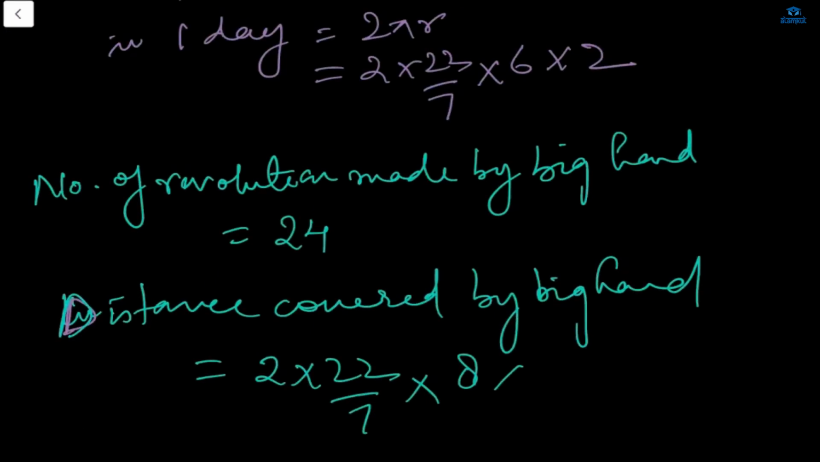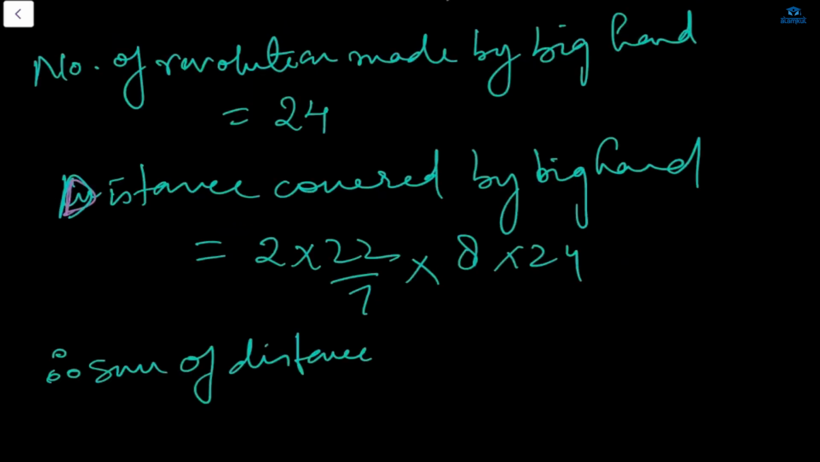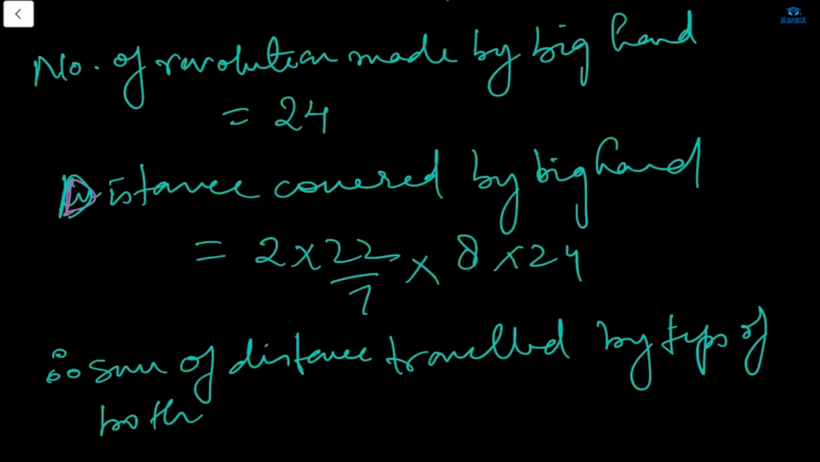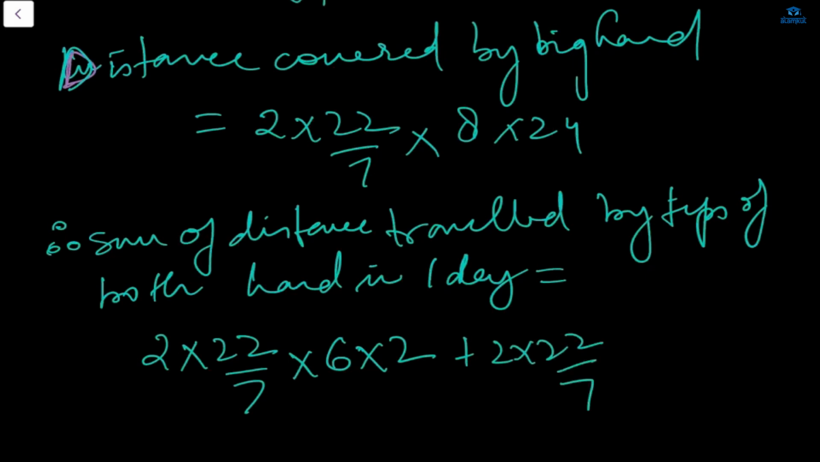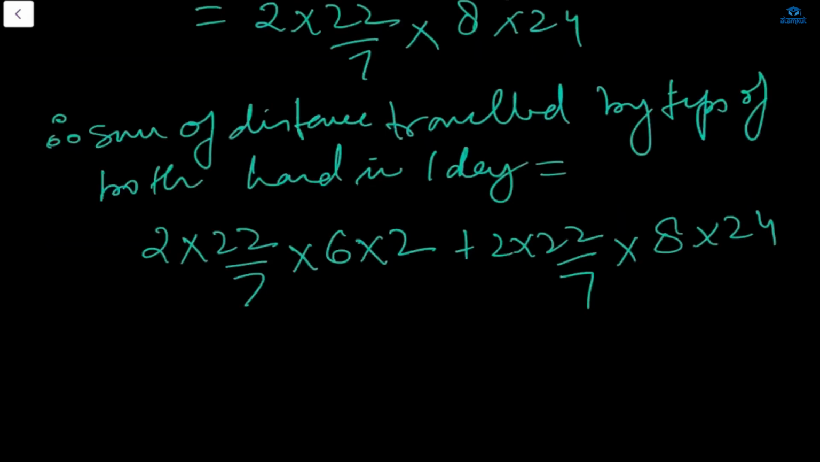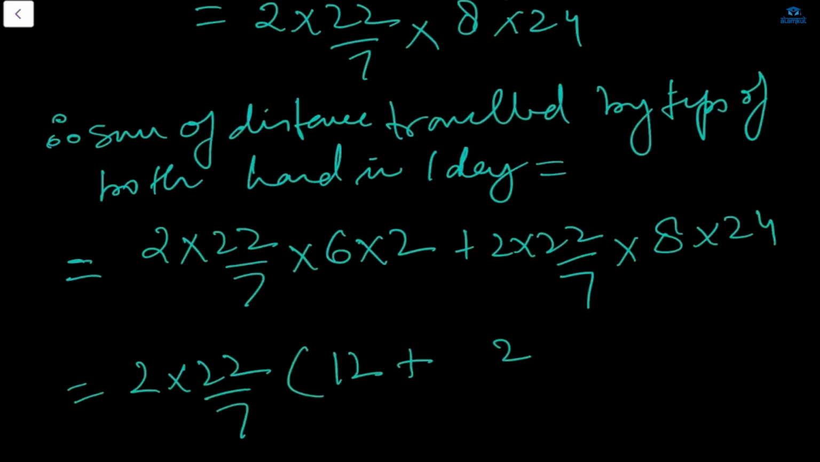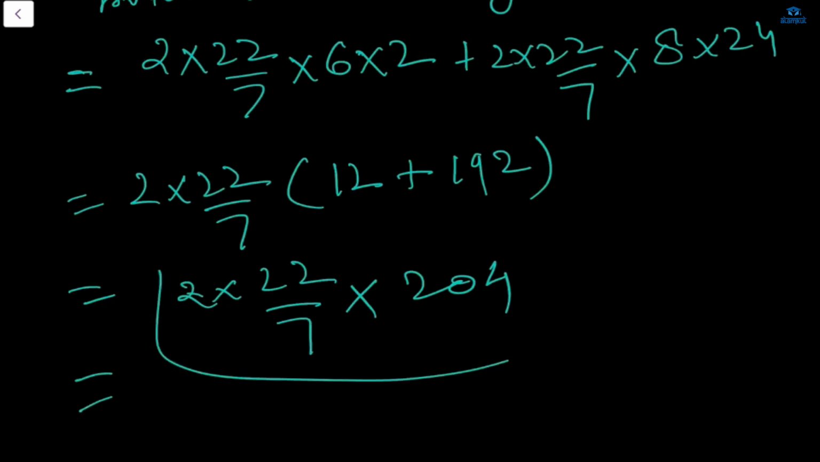Now we need to find the sum of the distance. So therefore, the sum of distance traveled by the tip of both hands in one day is equal to 2 into 22 by 7 into 6 into 2 plus 2 into 22 by 7 into 8 into 24. Now you can take out the common factor, 2 into 22 by 7, that is 2 pi, common. So 12 plus... After solving this, you'll get the answer.